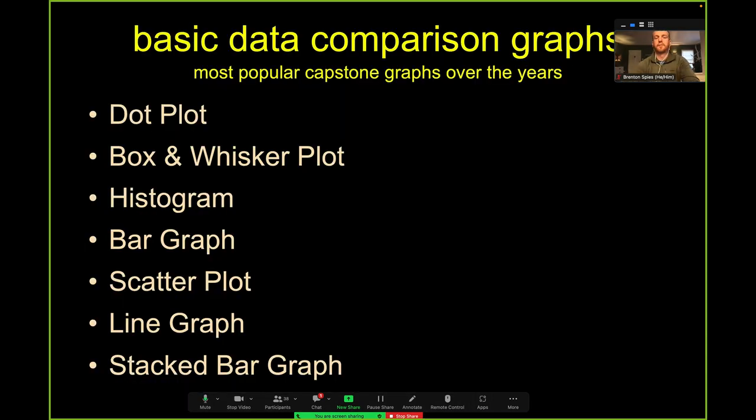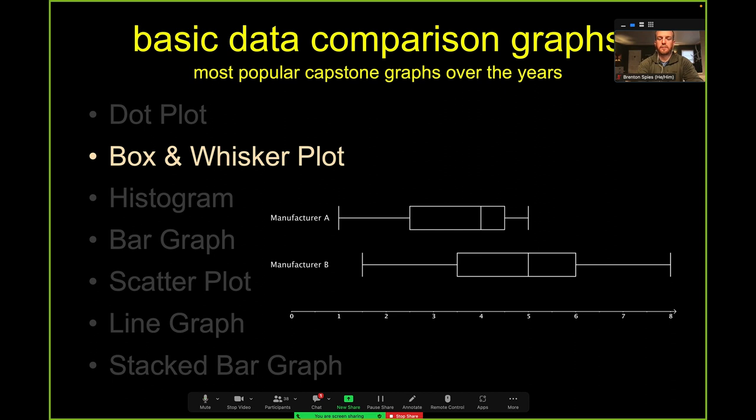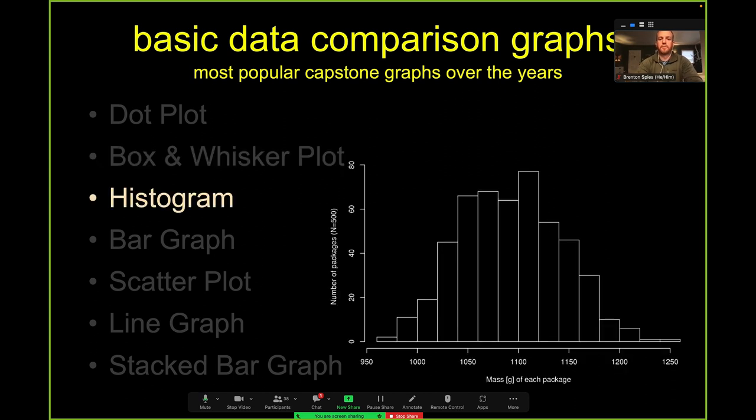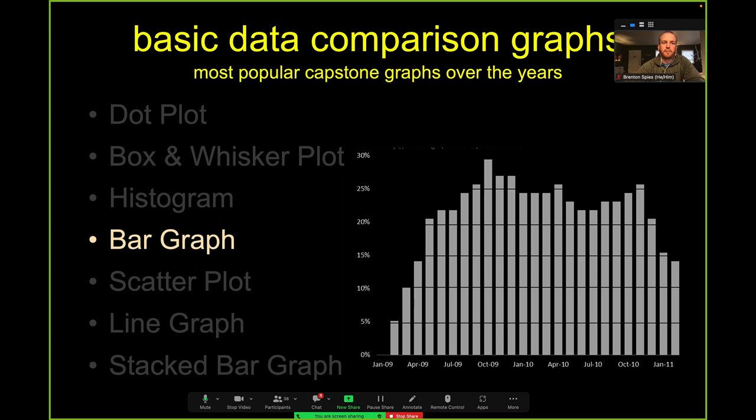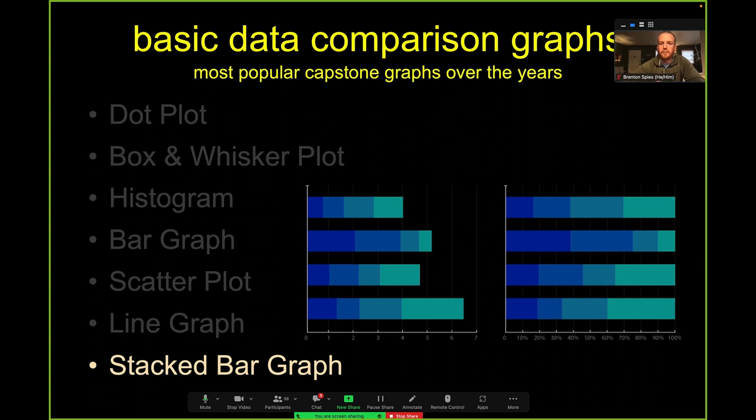Okay, so next let's talk about graphs. There's a whole variety of graphs that you could choose from, things like dot plots and whisker plots and histograms, etc. Here's an example of a dot plot. Here's an example of a whisker plot. Some of these have various names, sometimes three or four or five different common names for these things. A histogram, looking at the distribution of stuff, a bar chart or bar graph, scatter plot, a traditional line graph, and then something like a stacked bar graph. These are the most popular ones that you all in Capstone over the last 20 years have typically used in your data presentation.